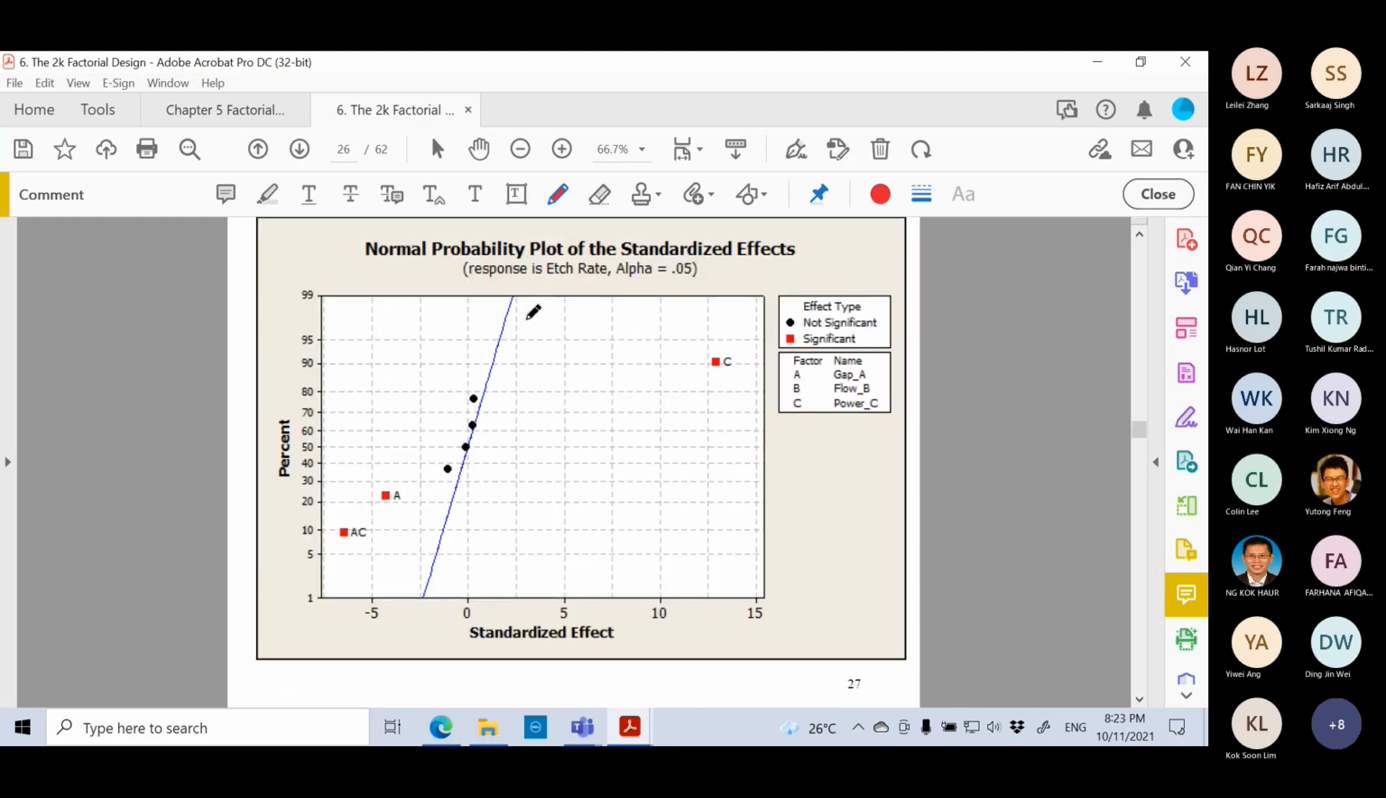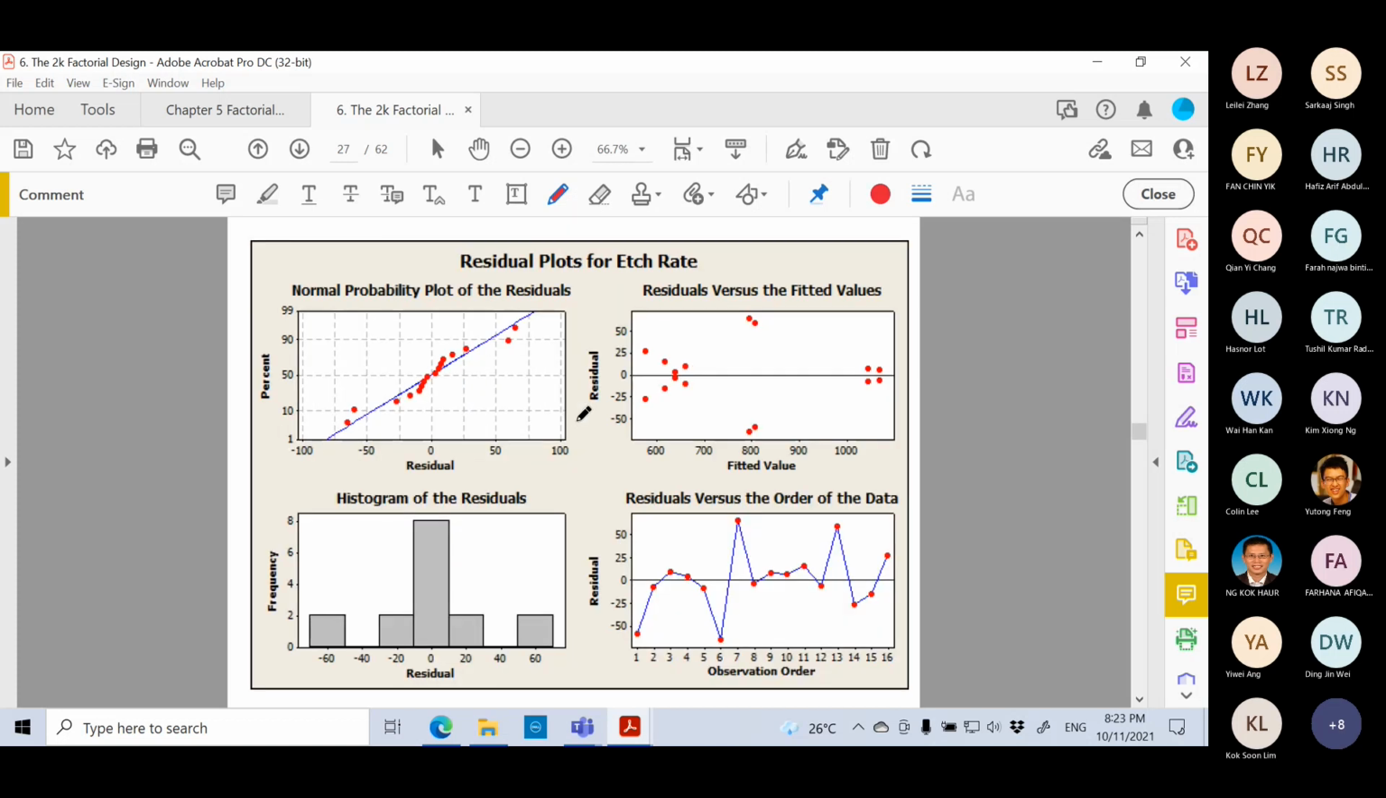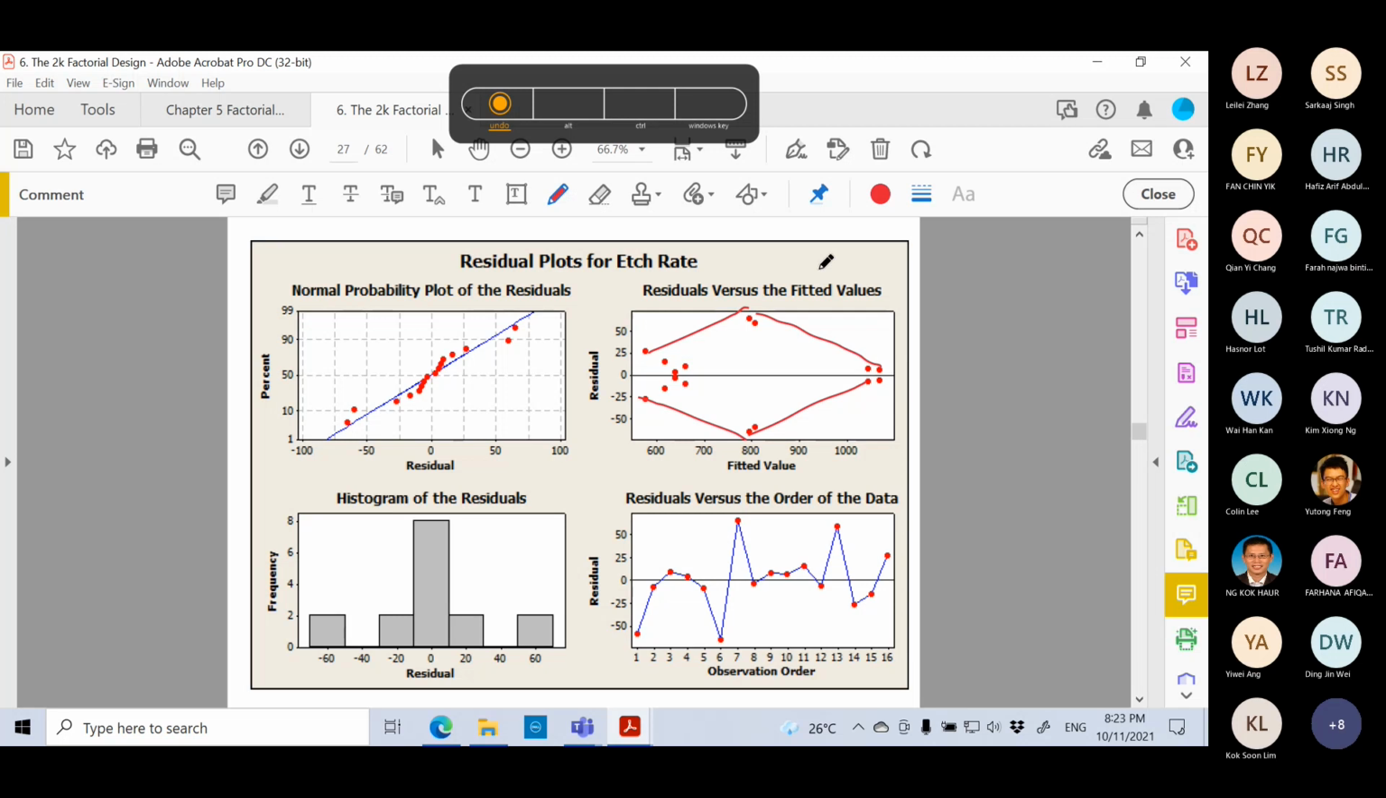This plot, I will explain later. Then this one is a residual plot for the previous result. It looks like your variance is not constant. You can see in the residual versus fitted plot that the spread is large, then small, then large, then small. So it looks like the variance is not consistent. In that case, you need to do a transformation. You need to transform the data, then reanalyze again.